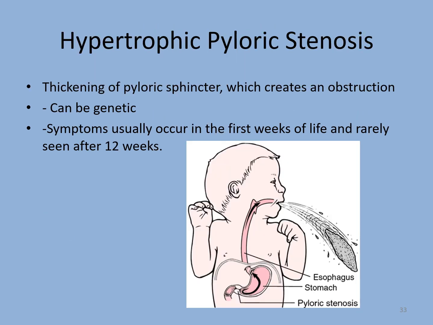I don't want you to get confused with the symptoms of that with the pyloric stenosis, hypertrophic pyloric stenosis. And this is where the pyloric sphincter is narrowed and thickened, and it creates an obstruction. It can be genetic, and we see it more in boys than girls. It usually occurs in the first few weeks of life and is rarely seen after 12 weeks. So some books say 2 weeks to 2 months, some say 3 weeks to 3 months. So we very rarely see it after 12 weeks, it's more common in boys. And we usually see it begin around between 2 and 3 weeks.